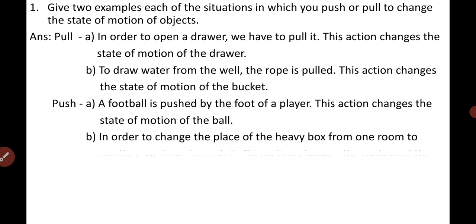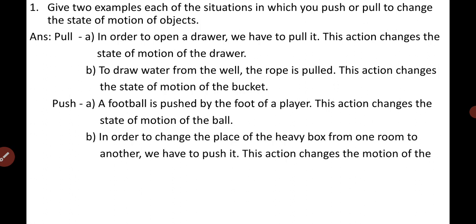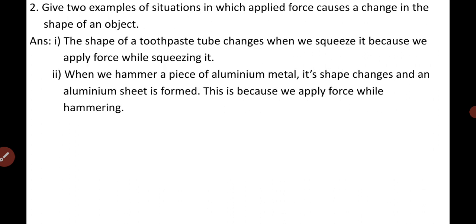Next, in order to change the place of a heavy box from one room to another, we have to push it, and this action again changes the state of motion of the box. Okay, so this is the answer of question number 1. You can pause the video and write it down in your notebook. Next question, question number 2.